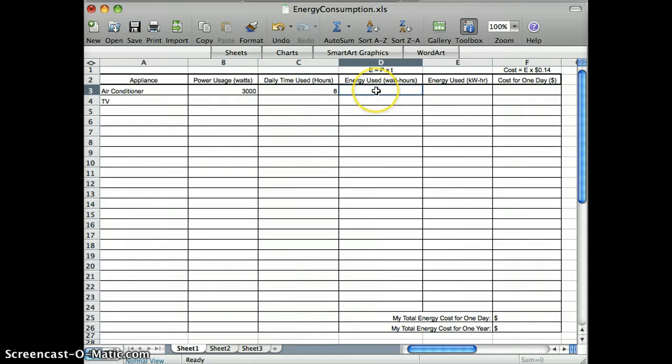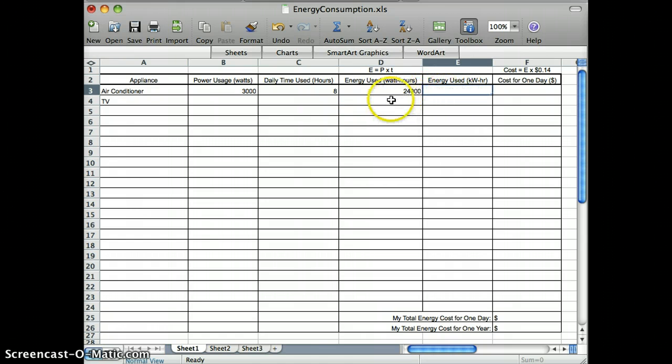And my energy used. So you see here, we know our energy is our power in watts times our time. This would be watts times the number of hours. So I'm going to take 3,000 times 8. And I'm going to get, I use about 24,000 watt hours per day.